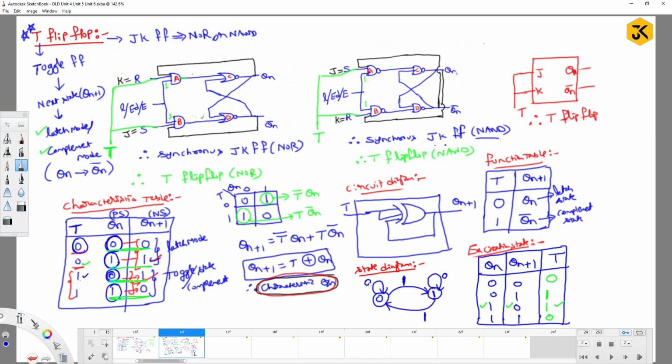Right? Means by simply looking into the state diagram also, we can define its characteristic table. We can define the excitation table. We can define its function table. We can draw its circuit diagram also. Right? That is the advantage of the state diagram.